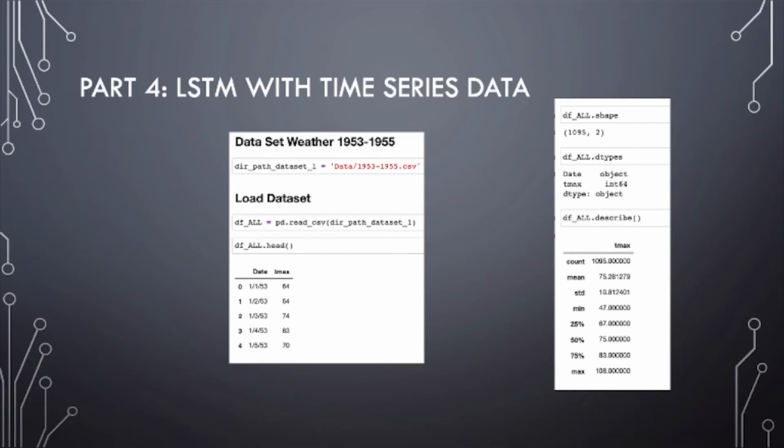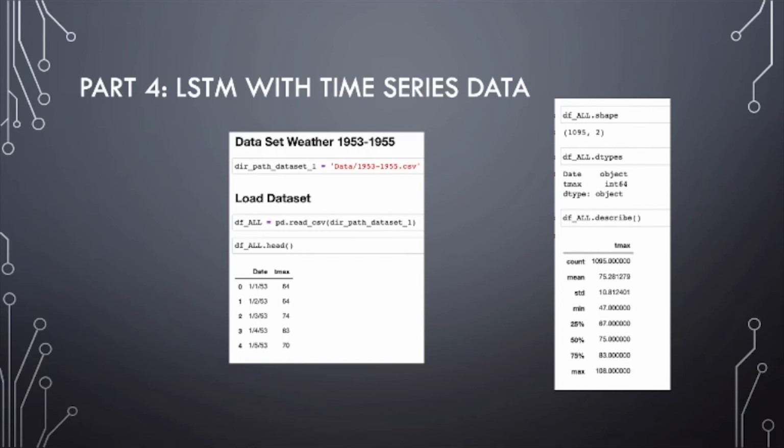From tensorflow.keras.layers, we're going to import LSTM. From tensorflow.keras.layers, we're going to import Dropout. From tensorflow.keras.layers, we're going to import Dense. Then we're also going to, from tensorflow.keras.preprocessing.sequence, import TimeseriesGenerator. Then we're also going to use, from sklearn.preprocessing, import the MinMaxScaler.